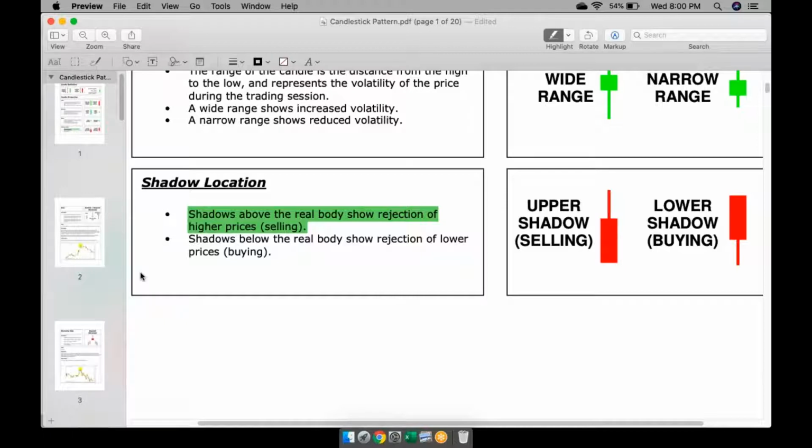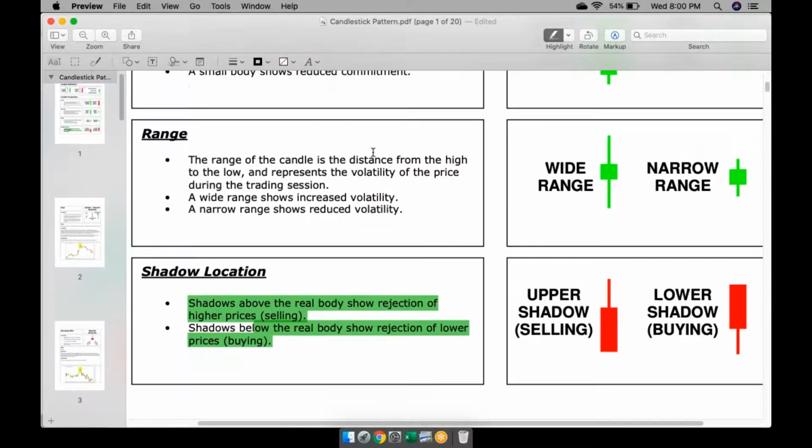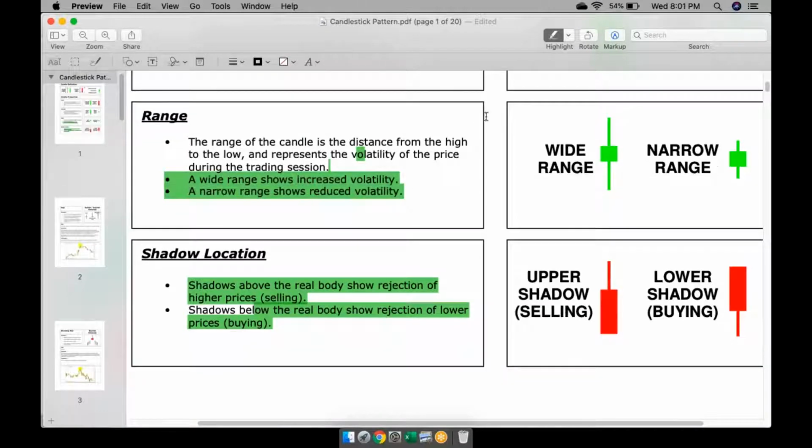It's not only for red candle. It can be green candle, it can be red candle. So shadow location shows the rejection of prices. Shadow below the real body shows the rejection of lower price, that is buying, and shadow above the real body shows the rejection of higher prices, that is selling, short selling. Okay. So next is, any doubts still here?